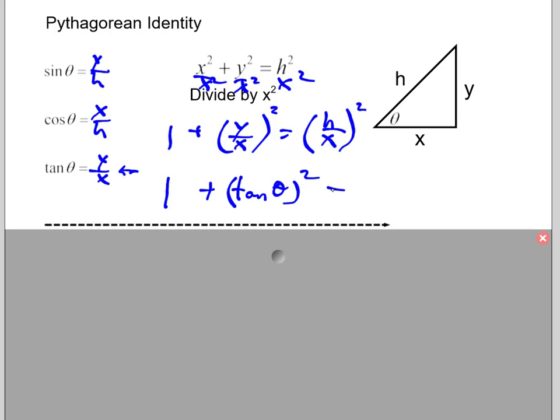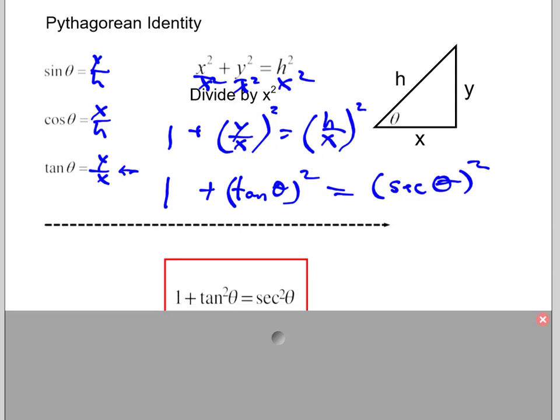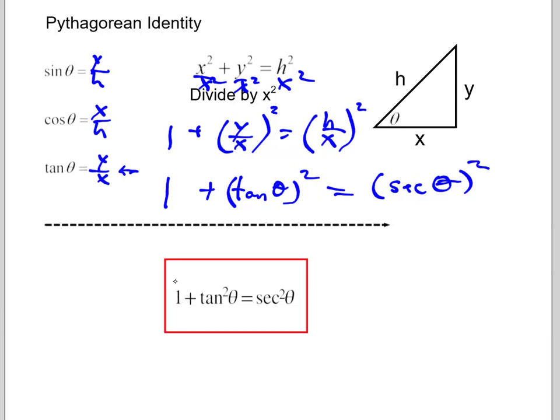And now the last one is a tricky one, and this is where we have to go back to our reciprocal relationships. X over h, okay, it looks like cos, but the letters are backwards. They're upside down. So that actually becomes secant all squared. So this is another form of the Pythagorean identity, and it looks like this. 1 plus tan squared equals secant squared.